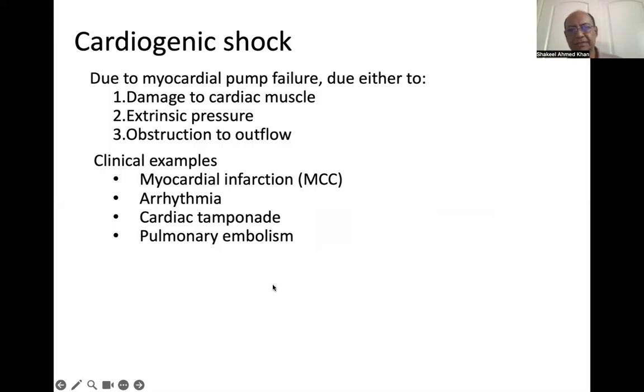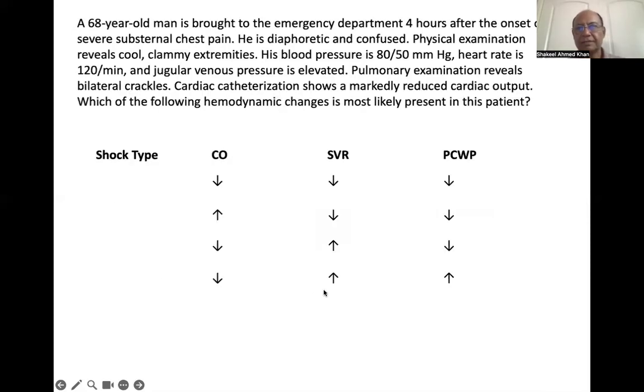Okay, there are other causes also, like tamponade, which we have already discussed. There could be pulmonary embolism, but these are the major causes. Now let's discuss this same question and how to differentiate between other types of shocks. I will explain to you very, very briefly the other types of shocks here.